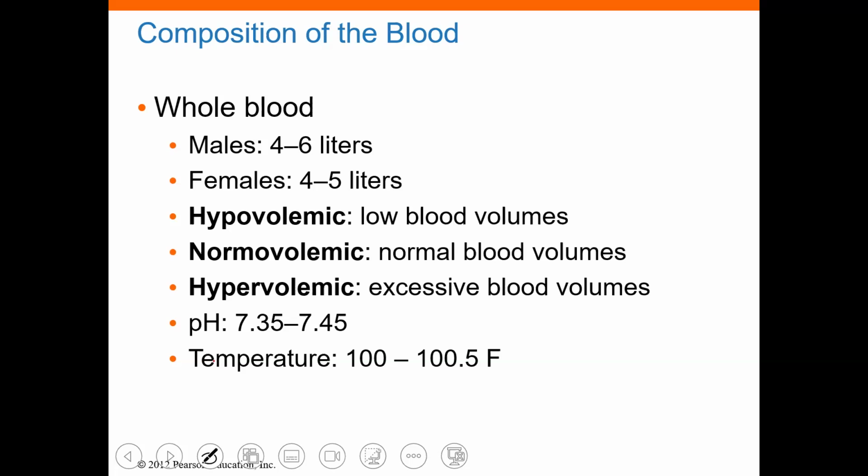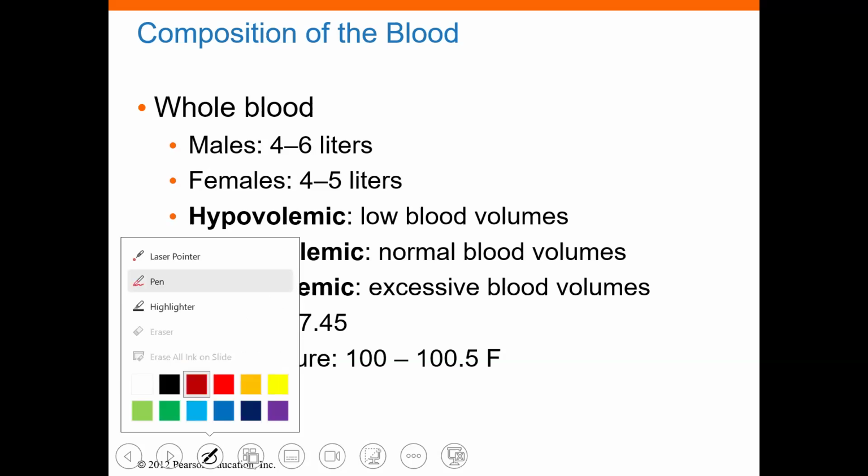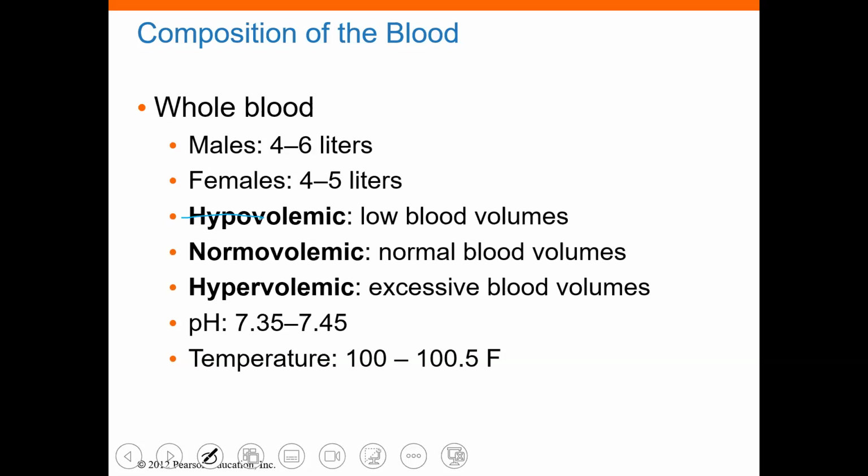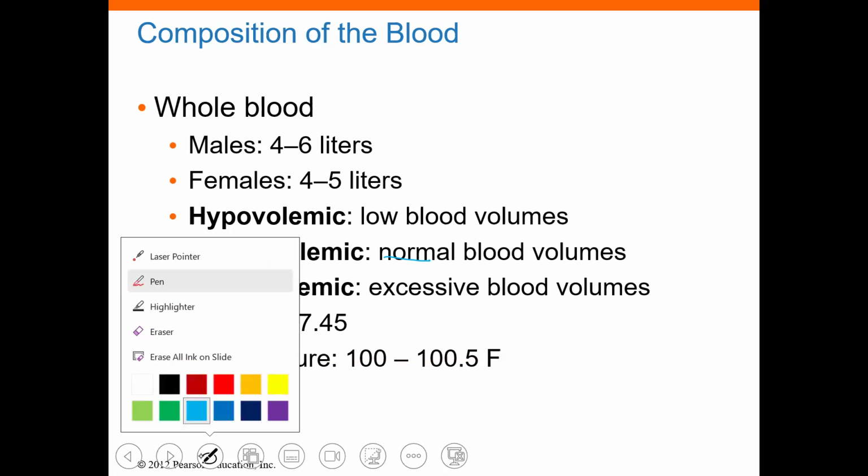Males typically will have about 4 to 6 liters of blood, females about 4 to 5 liters, and pregnant females even more than that. Hypovolemic, normovolemic, and hypervolemic: hypo means below, so these are below normal blood volumes. Normal would be normal. Hyper is excessive, so this would be excessive blood volume.